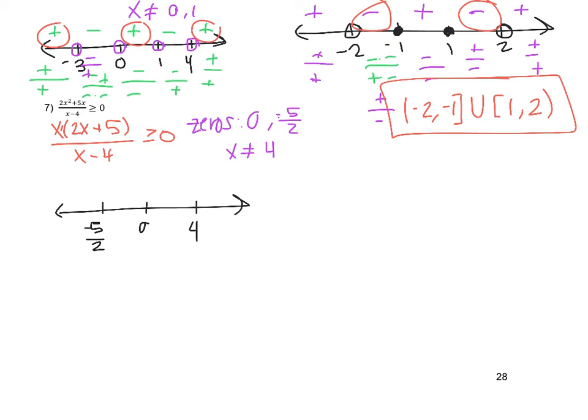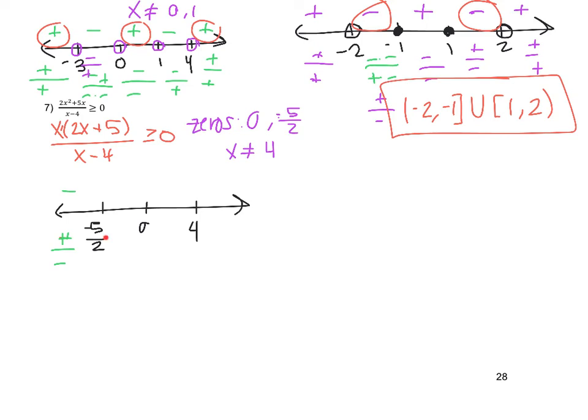So my first interval here, anything less than -5 halves. -5 halves is -2.5. So just think super, super negative. I'm going to have a negative times a negative in the numerator. That's going to result in a positive. And then, positive divided by a super negative number and subtract 4, and it's still negative. So that would be a positive divided by a negative, which is negative.